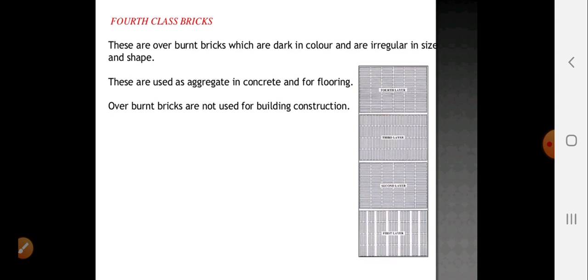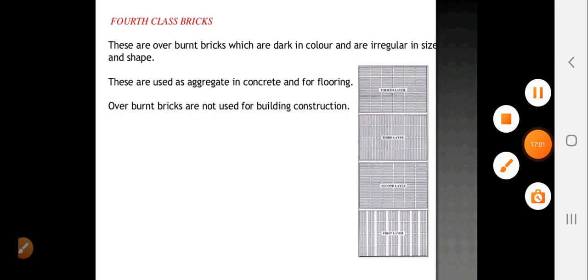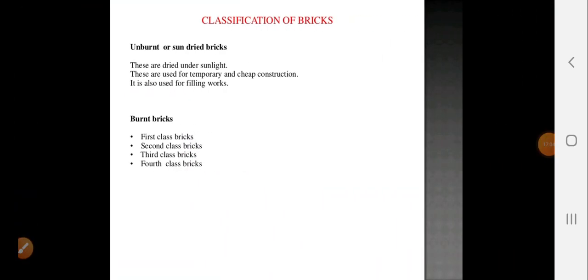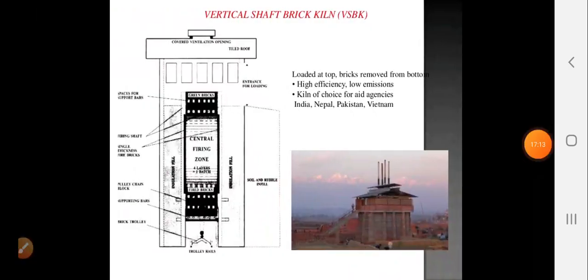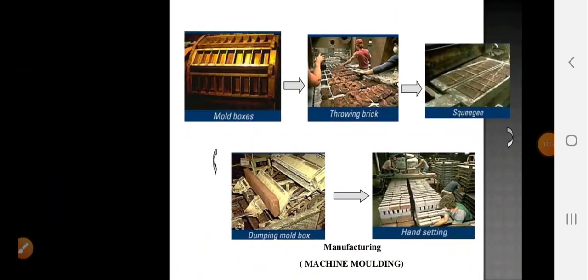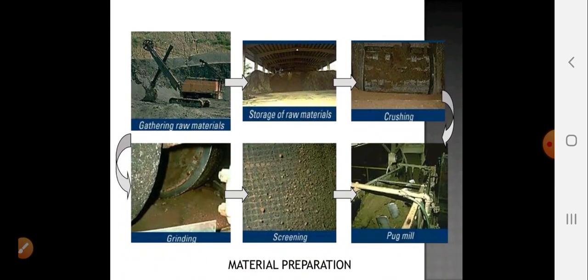So these were the classes of bricks, the classification of bricks. First we classified them as unburnt and burnt. Then in the burnt category we have 4 types. This was about bricks and how they are manufactured.